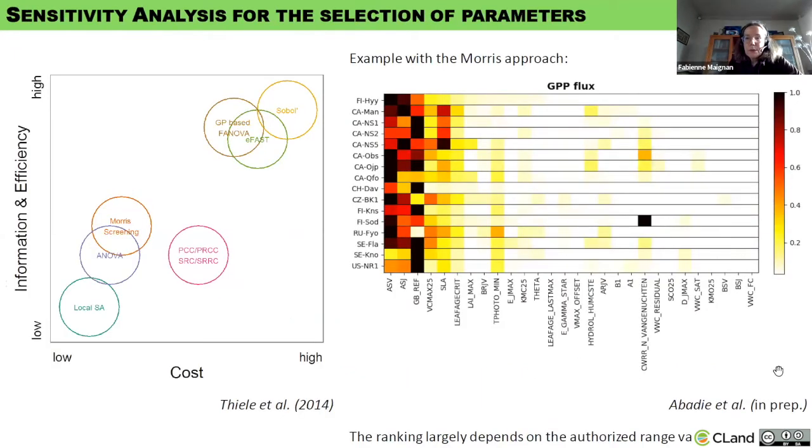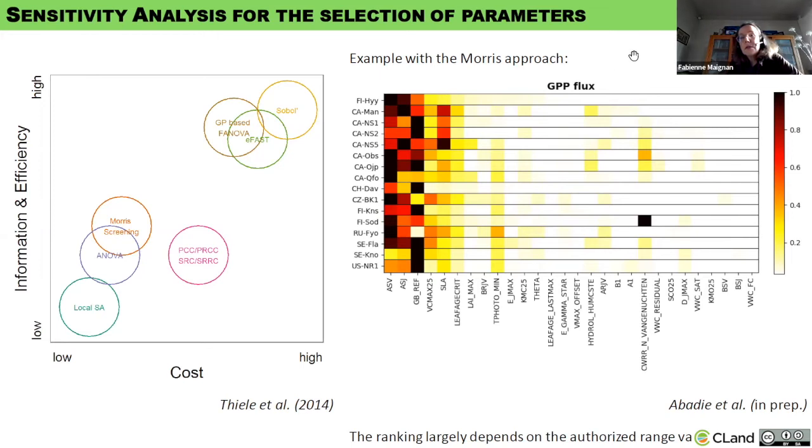Also, prior to performing the data assimilation, you first have to select which parameters you will be optimizing, because you cannot optimize all the hundreds of ORCHIDEE parameters because it has a cost. So you also have tools to select your parameters. These approaches vary regarding both the cost, meaning the number of simulations you have to do, and the information you get in the end. So within ORCHIDEE, we have implemented the Morris screening and the Sobol approach.